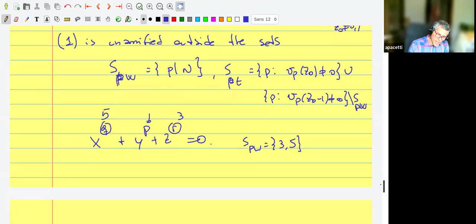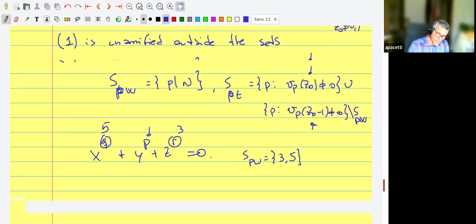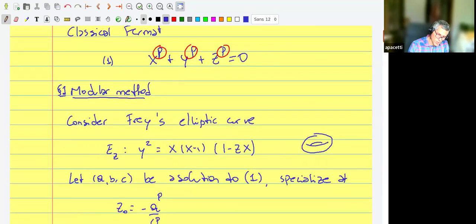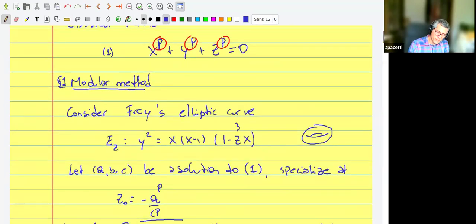And then when I specialize, there are going to be some bad primes, exactly as happened in the case of the Frey elliptic curve. When you specialize the Frey elliptic curve from the beginning of the talk, if you specialize here, for example, at 3, and then you look at it mod 3, this number here is going to be 0, so you're going to have bad reduction at these primes.